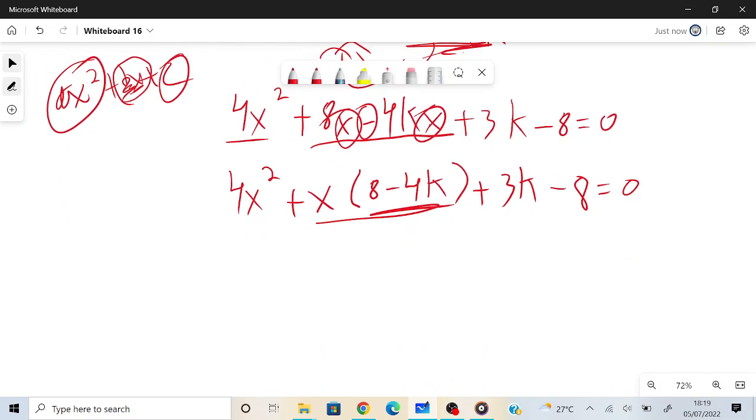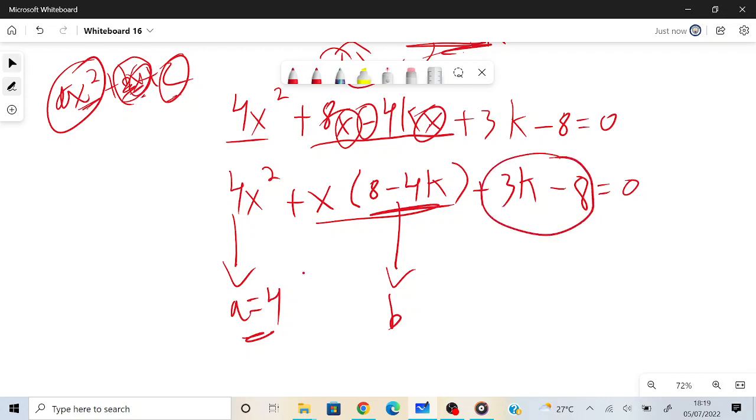So my a becomes 4, my 8 minus 4k becomes b, because that's what's attached to x. We're looking at what's attached to x, what's attached to x squared, which is 4 in this case, and what's c. Now you may be saying that c is minus 8 only, but all of this is c. Anything that's not attached to x squared or x, it's all c.